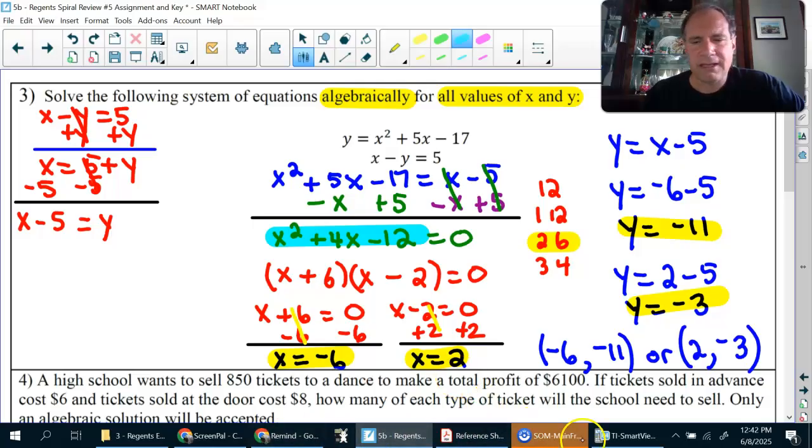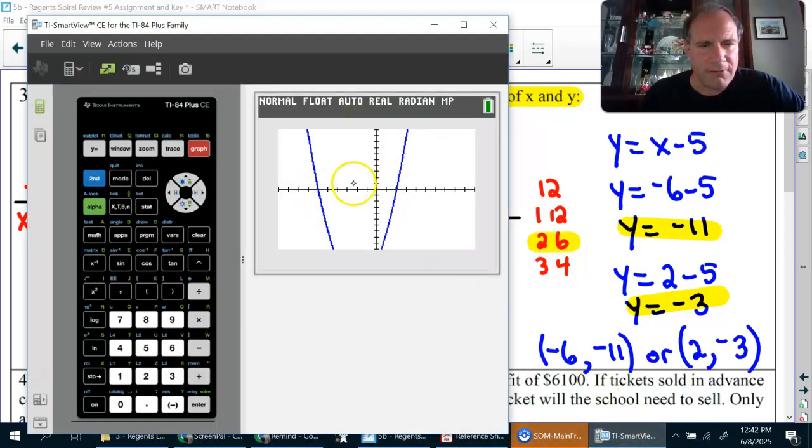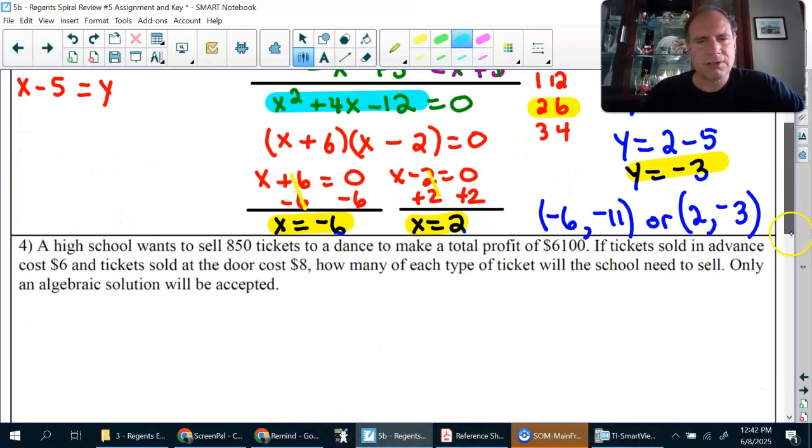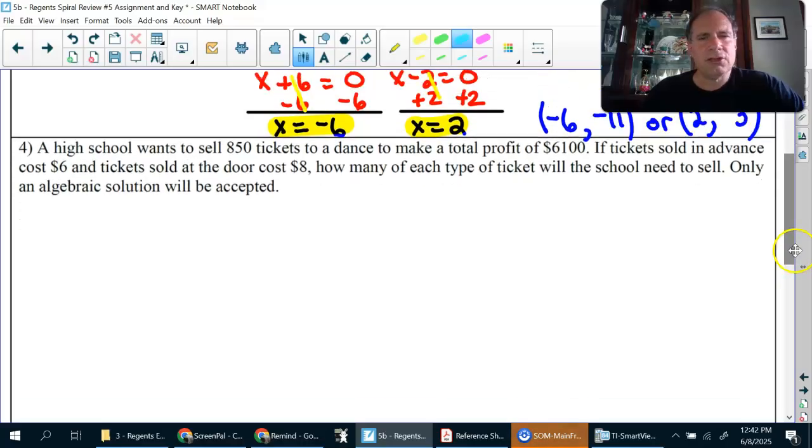You verified it in the calculator. The calculator verifies that it does cross at those points. So you're good to go. All right. So another difficult question that a lot of people have trouble with is this one.